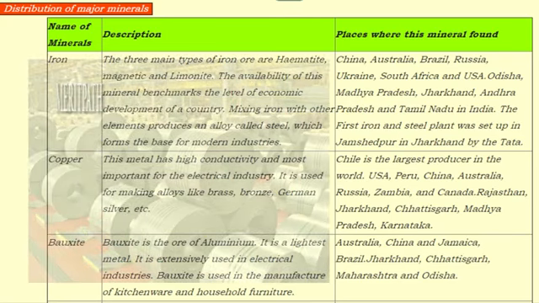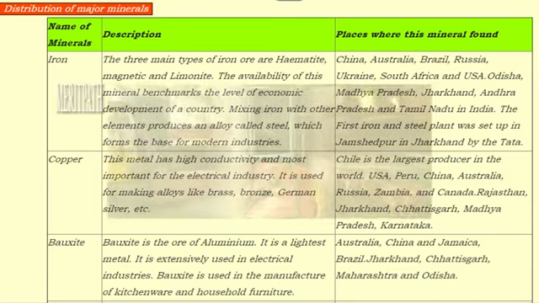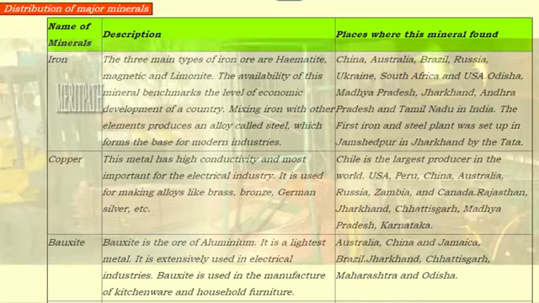We can find iron in China, Australia, Brazil and parts of India like Tamil Nadu, Madhya Pradesh, Odisha, etc. China is the largest producer of copper in the world, whereas copper is also found in Australia, Russia, Canada, etc., and in parts of India like Jharkhand, Chhattisgarh and Madhya Pradesh.